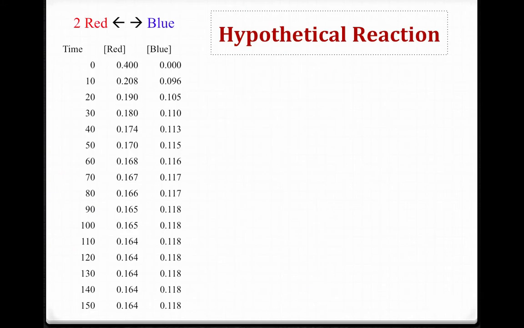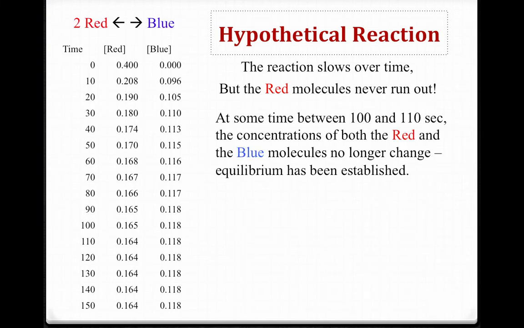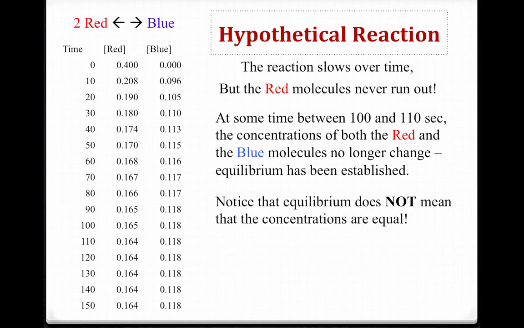If we look at a hypothetical reaction, with red and blue, not real things, the reaction is going to slow over time, but the concentration of red, the reactant, never runs out, which is a characteristic of something that's reversible. You're never going to completely consume the reactants. At some time between 100 and 110 seconds, the concentrations of both red and blue molecules no longer change. This is when equilibrium has been established.